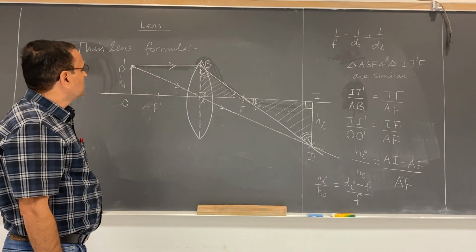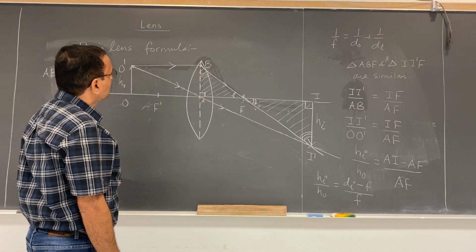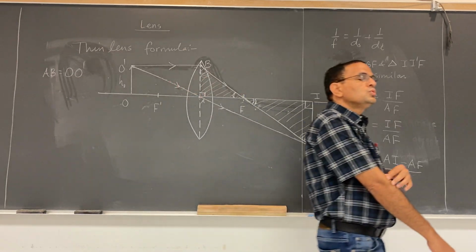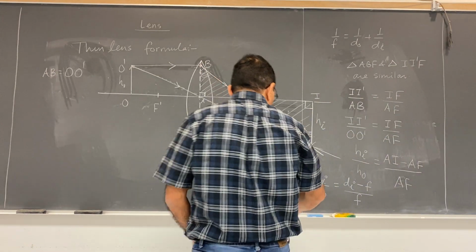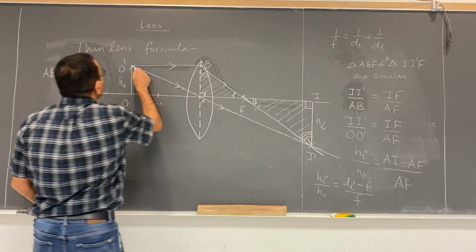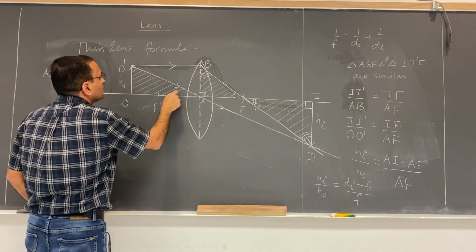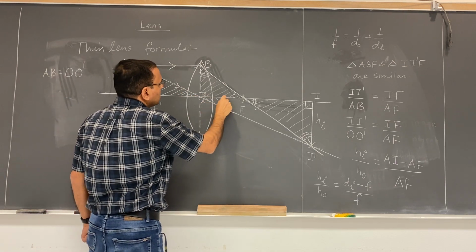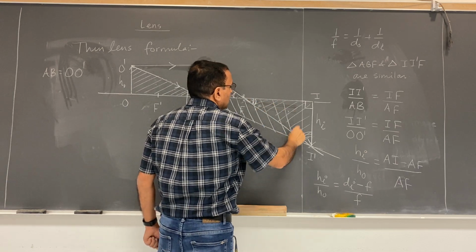Now think about the other triangle. We need two similar triangles again. So can you figure out another pair of similar triangles? Look at this. This triangle and this one. Are they similar?